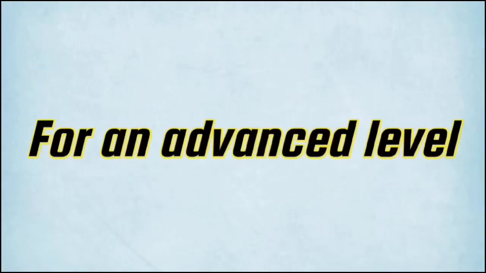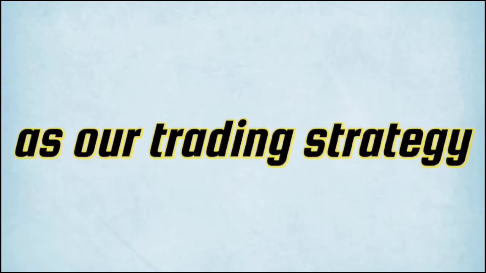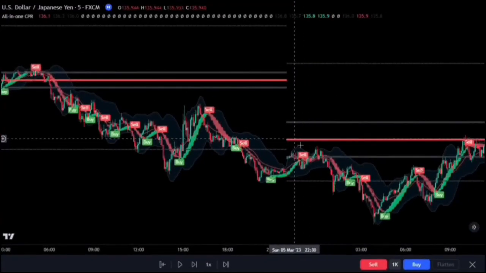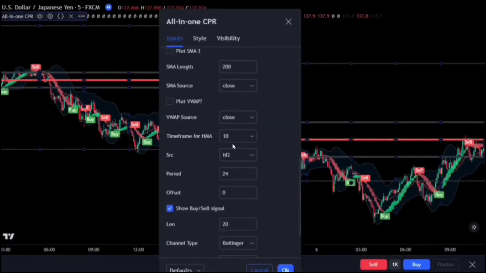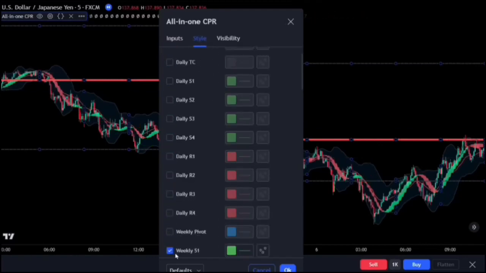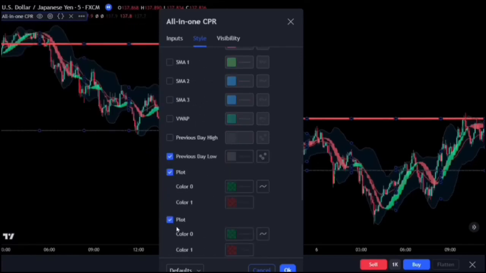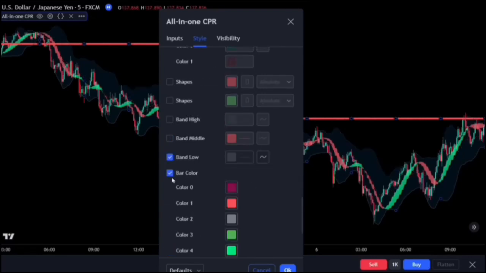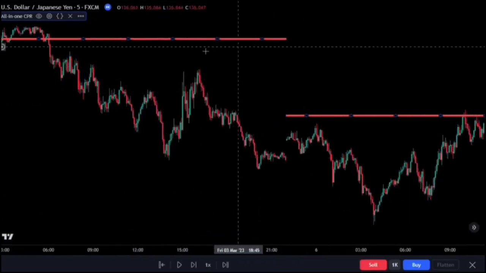For an advanced level, we would be making use of just the pivot point from the indicator as our trading strategy. Let's adjust the settings for our CPR for better visualization. Now bring up the CPR indicator settings and follow these exact presets. And we have our chart looking like this.